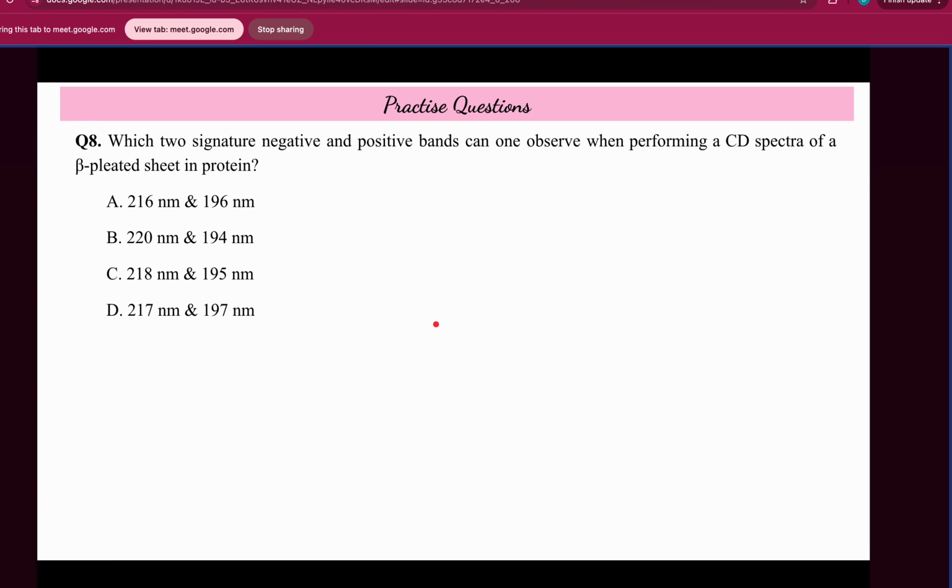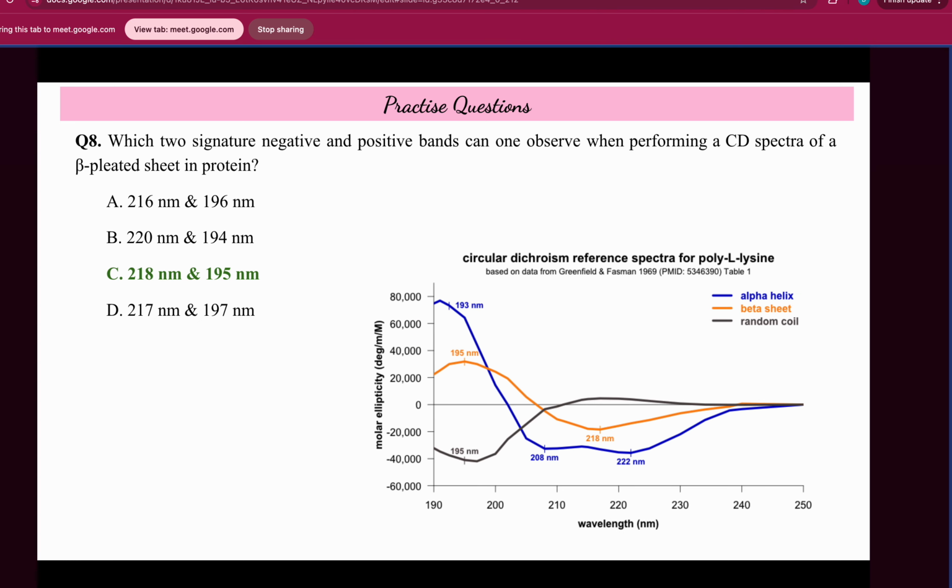Okay, so in this case also, when we were looking at the plot for polylysine, we saw that for the beta pleated sheet, which is represented in the orange color, we see two bands. One is the positive band, another one is the negative band. The positive band is observed at 195 nanometers and the negative band is observed at 218 nanometers. So this is the reference CD spectra, which is generally kept in mind while comparing it with other spectra, and then we find out what kind of secondary structure is present in our sample molecule. Yeah, so option C is the right one.